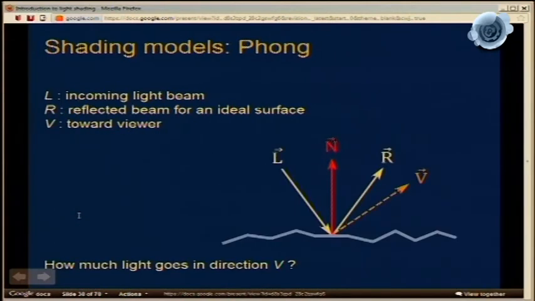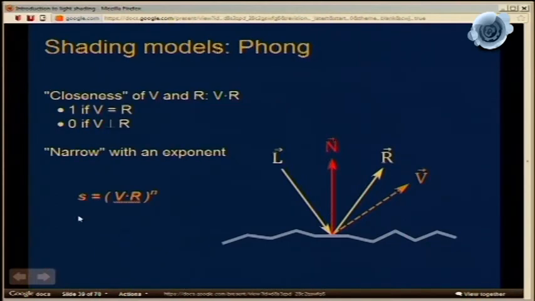How does it work? You have your material, your normal, and your incoming ray of light. You know that for a perfectly flat surface, the law of reflection states that the light is going to be reflected toward R. But your material is not perfectly flat, and the direction of the viewer is V. So the question is, how much light is reflected in the direction V? The model takes some kind of a distance function between R and V, and the function it uses is a cosine, here a dot product.